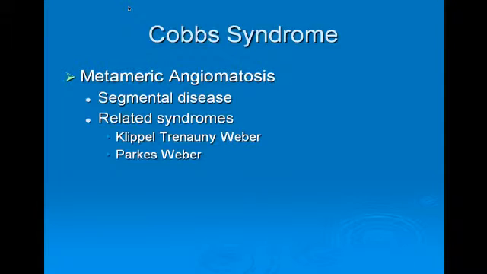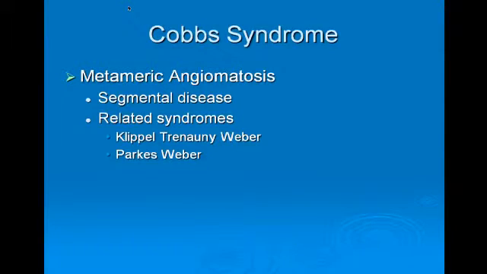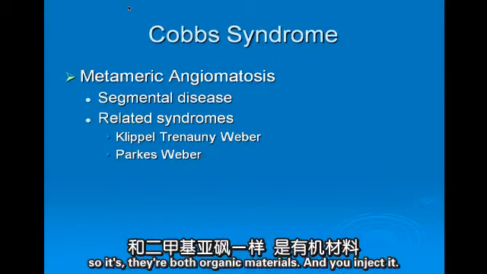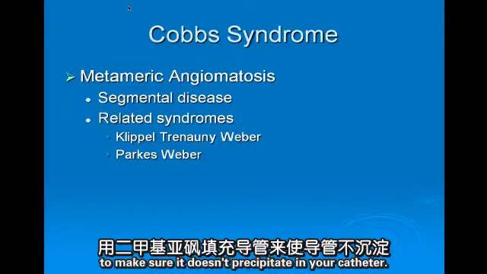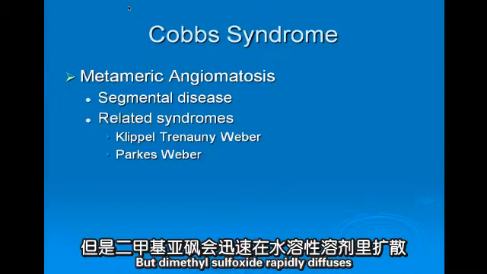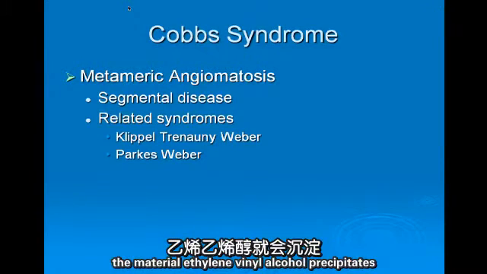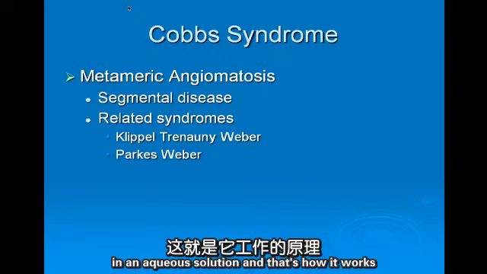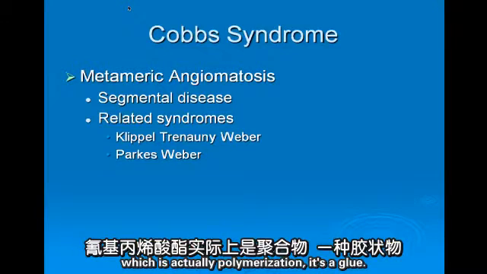What exactly is Onyx made of? Onyx is ethylene vinyl alcohol. It is suspended in a solvent, dimethyl sulfoxide. So they're both organic materials. And when you inject it, you fill your catheter with dimethyl sulfoxide to make sure it doesn't precipitate in your catheter. But dimethyl sulfoxide rapidly diffuses in an aqueous solution. And so once that is gone, the material, ethylene vinyl alcohol, precipitates out of solution because it's not soluble in an aqueous solution. And that's how it works, by precipitation, as opposed to NBCA, which is actually polymerization.